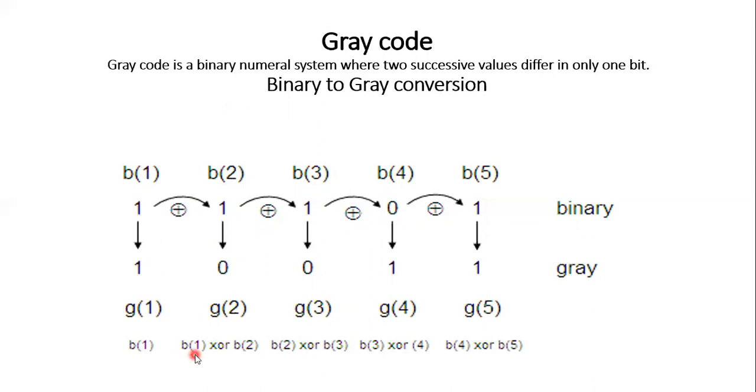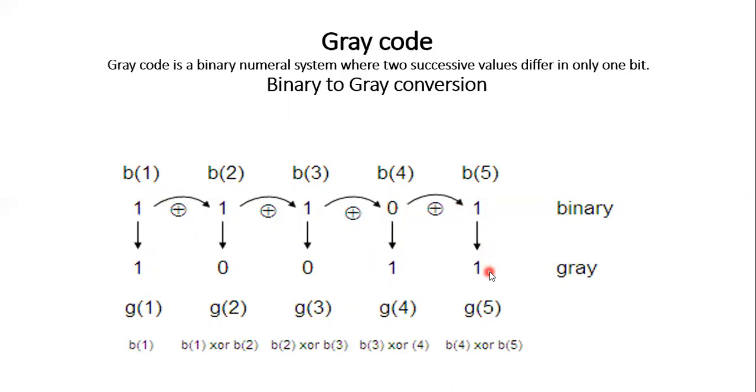Now, how to convert a binary to gray? This is the binary number 1, 1, 1, 0, 1. The first step is we take this 1 as it is. Then this 1 is added with the second and put only the remainder here, omitting the carry. So 1 plus 1 is a 0, the 1 carry is omitted. Now 1 plus 1 is a 0. Then 1 plus 0 is a 1. Then 0 plus 1 is a 1.